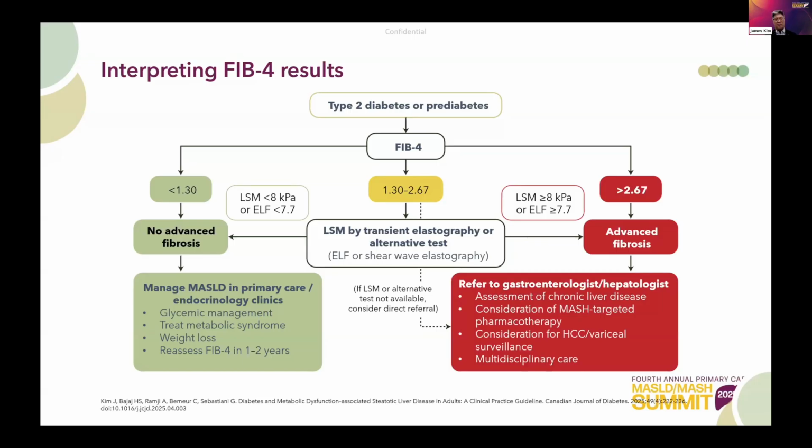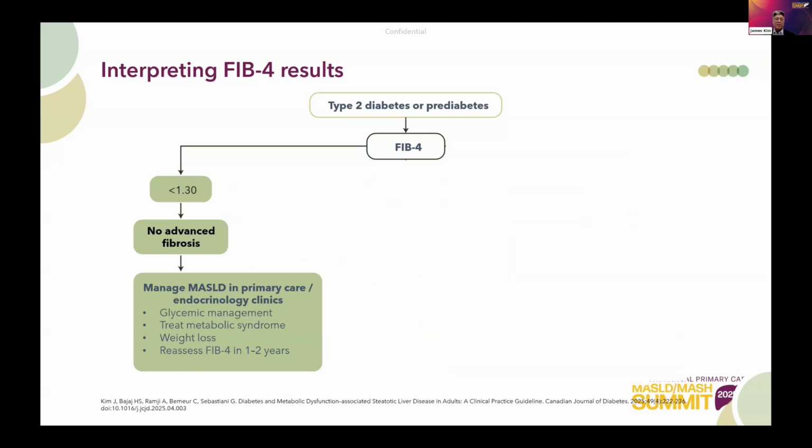If you identify a person with type 2 diabetes or pre-diabetes, the recommendation was to do FIB-4. If the FIB-4 is less than 1.3, then as Dr. Swain mentioned, the likelihood of advanced fibrosis is very slim. It's a 95% likelihood that you're dealing with a very mild form of fibrosis. So you keep them in your primary care, endocrinology or internal medicine clinic, and focus a lot on their metabolic profile management.